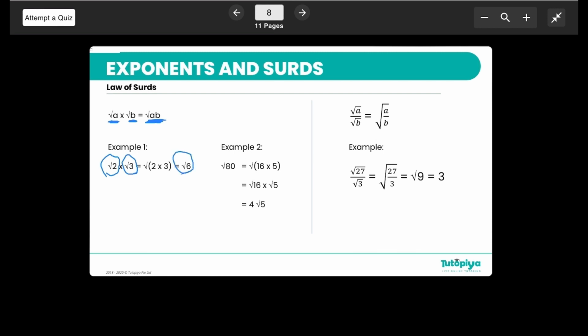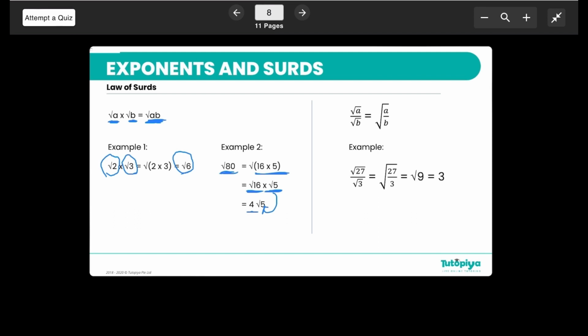The same way, if I want to do a simplification, that is, if I have square root of 80, I know that 80 is the same as 16 times 5, which means I can break this square root into square root of 16 times square root of 5. We know that 4 times 4 is 16, so square root of 16 is simply 4, and we can bring the root 5 here. So we can basically break down the steps like that too.